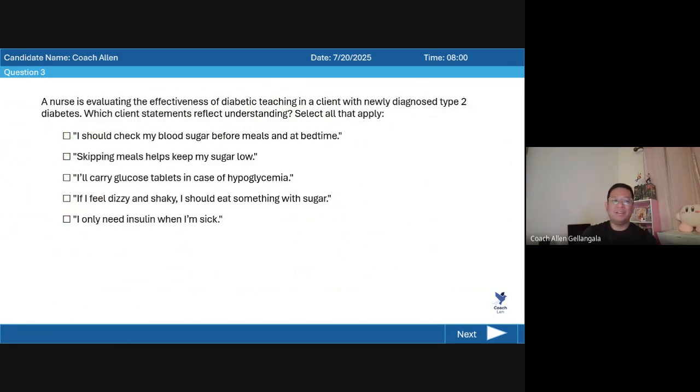Okay, let's now go to the third question. We are now evaluating the effectiveness this time of a diabetic teaching in a client with a newly diagnosed type 2 diabetes mellitus. Now, which of the following statements reflects an understanding? So again, diabetic teaching is our main subject. What should be, or select all that apply, which would be an indication of our patient having a good understanding of this condition.